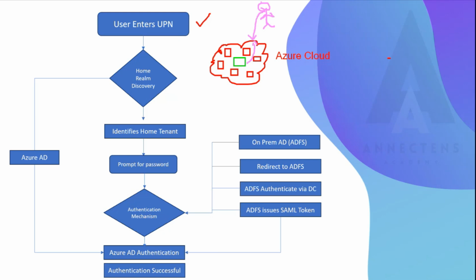So as soon as the user principal name is entered, how does that user know that this is my home tenant? Okay, so this is where home realm discovery comes into the picture, which is part of Azure, which initiates an identification for that user to identify his specific home tenant. And once it realizes that this is the home tenant, then it will perform the authentication.